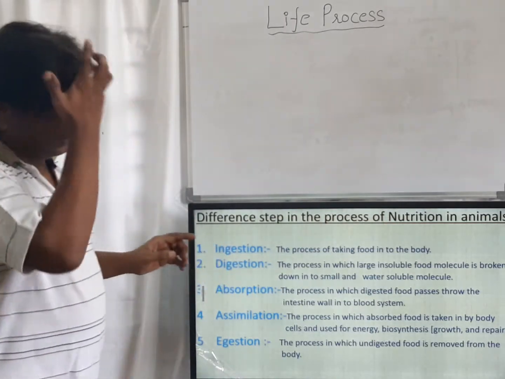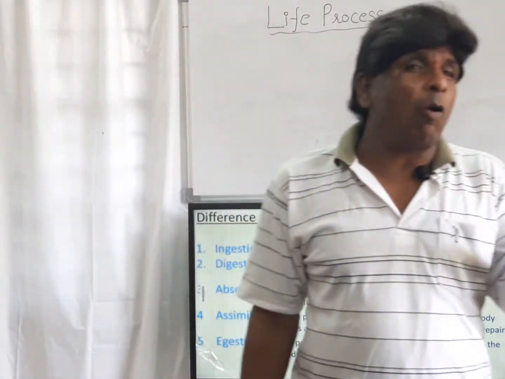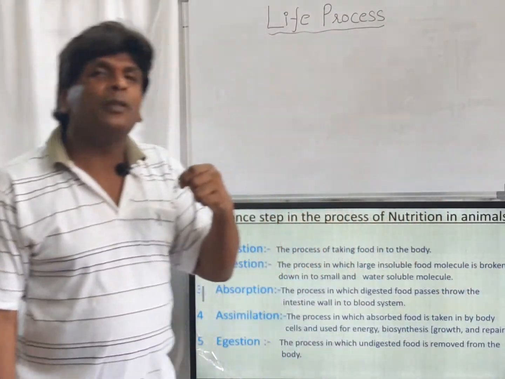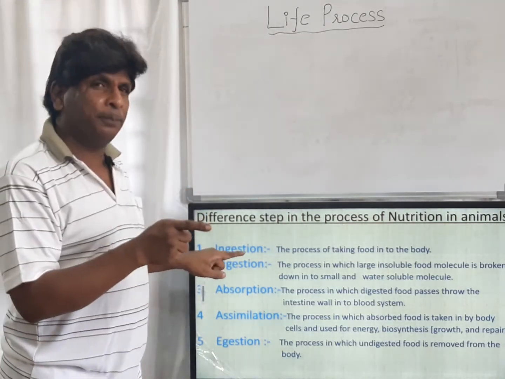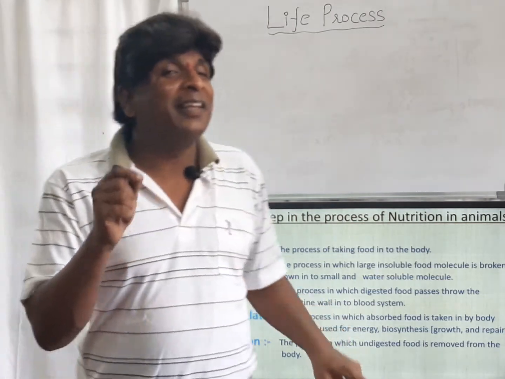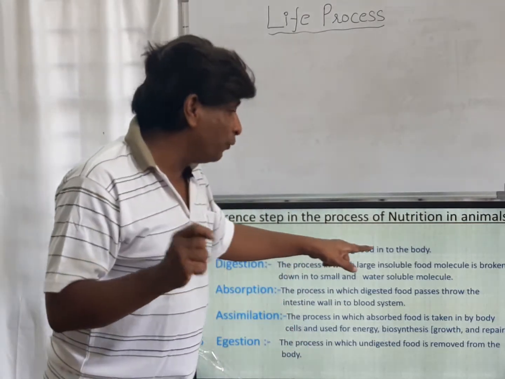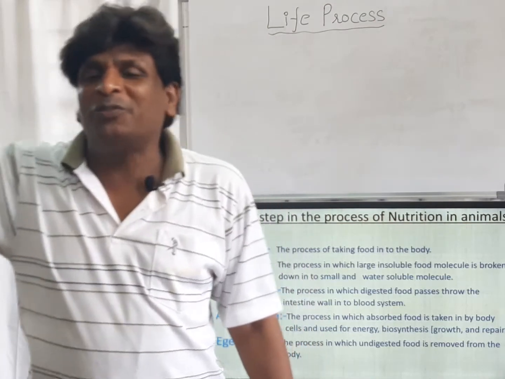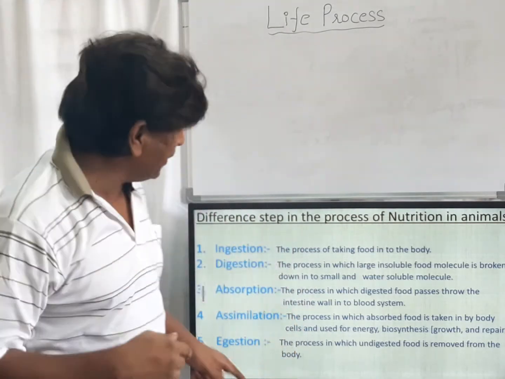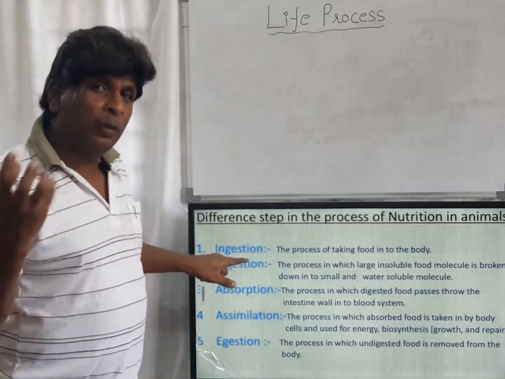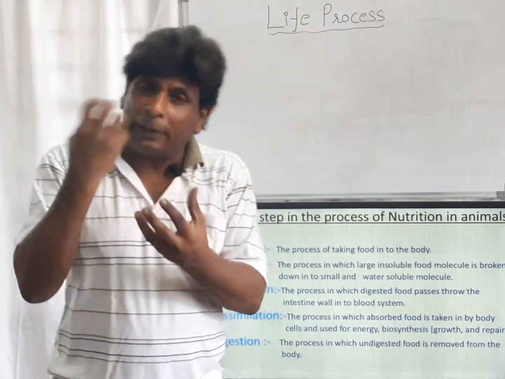Let us study the details about the steps. Ingestion means taking the complicated food from the atmosphere into the internal body of the animals. First step is ingestion. In the mouth, all the animals take food. So ingestion is the process of taking food into the body from the atmosphere. So the next step, once ingestion is completed and they have taken food internally, from outside into the body.